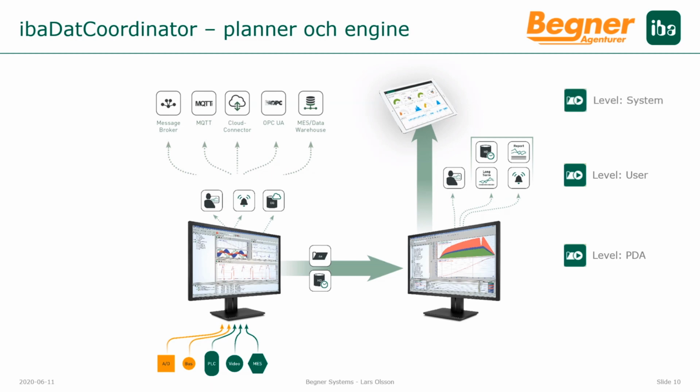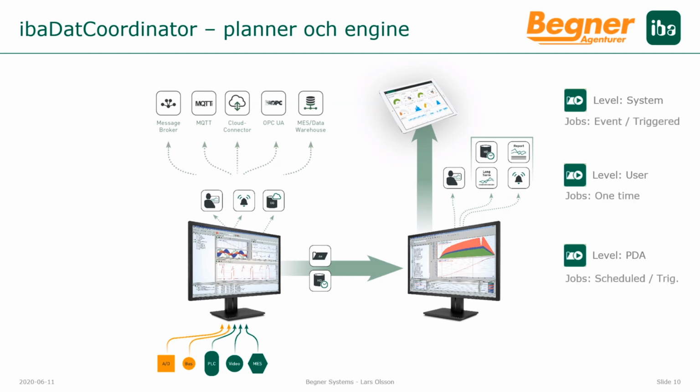And then there is a big use, of course, of this system on the system level, I call it, when the ibaDatCoordinator produces data, maybe to databases for the whole company. Keep track of key process indicators, or key process parameters, as I prefer to call them. You follow some important process parameter that you have learned you need to keep track of, because it's related heavily to the quality of your product and so on.